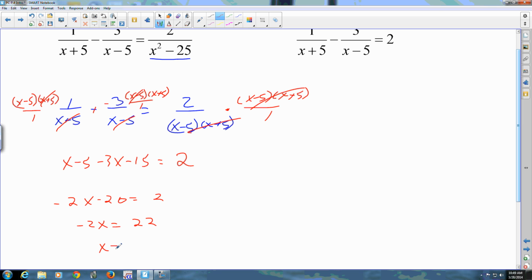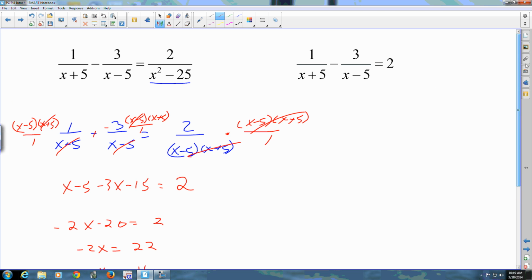Divide by negative 2, x is equal to negative 11. All right, and this one over here, your LCD is both of them. So we have to multiply by both. x plus 5, x minus 5 over 1, x plus 5, x minus 5 over 1, and this gets the x minus 5, x plus 5 over 1.